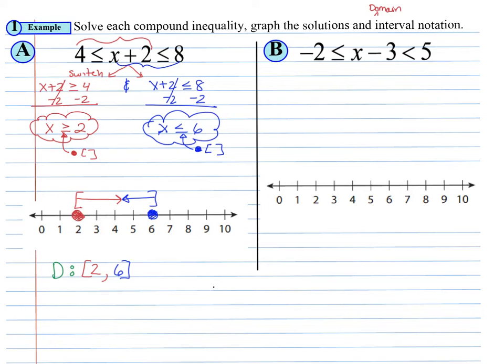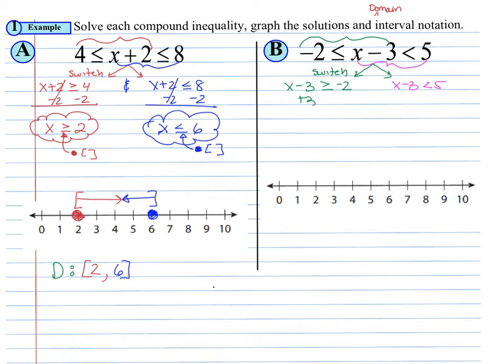For B, we're going to do the same thing. We're going to switch our inequalities. We're going to have two inequalities. We're going to have our left inequality, and we're going to have our right inequality. For our left inequality, remember we're going to switch. So we're going to flip-flop the answers and switch the inequality. So x minus 3 is greater than or equal to negative 2. Our other inequality is going to be x minus 3 is less than 5.